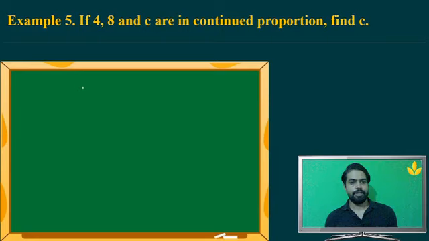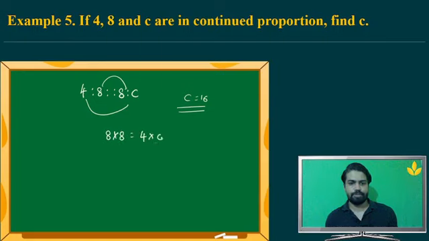So now they said 4, 8 and C are in continuous proportion. This is what they are saying. Find the value of C. So I can easily say 4 is doubled, 8 has to be doubled, so the answer can be 16. Or else we have to do this method. So 8 into 8, but don't multiply and square it because we have to cancel it. So 4 ones are 4, 4 twos are 8, so C is equal to 16. Anyway, the answer is going to be 16.